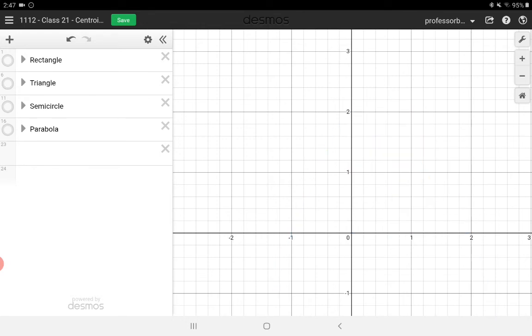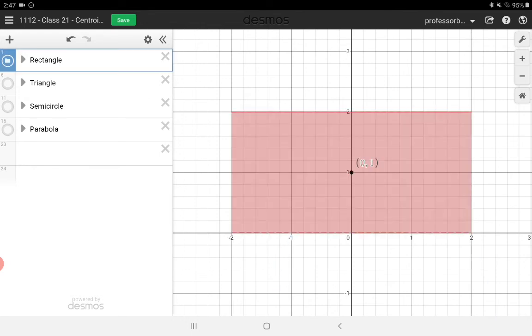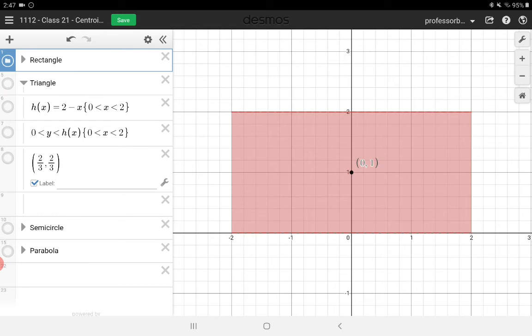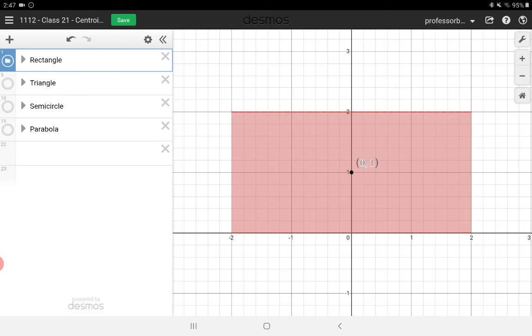And if you so choose, you could even click the arrow that's right next to the word rectangle to expand that folder to see all of the tools in Desmos that I use to graph that specific region and label that point. And you could do that for the others just to get some insight into how to use Desmos yourself.